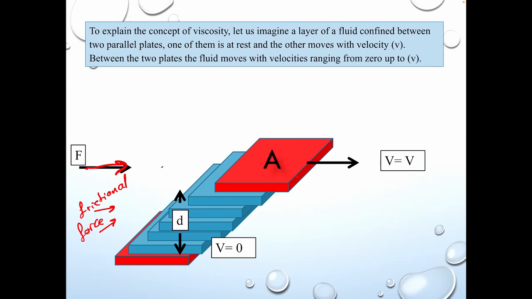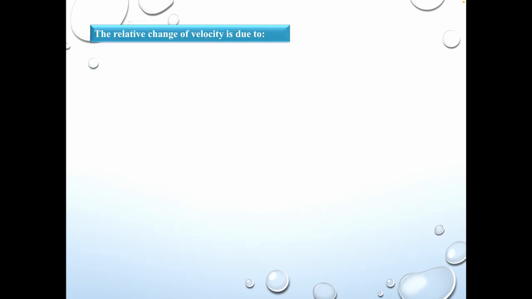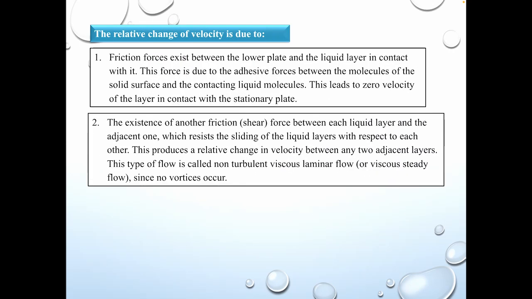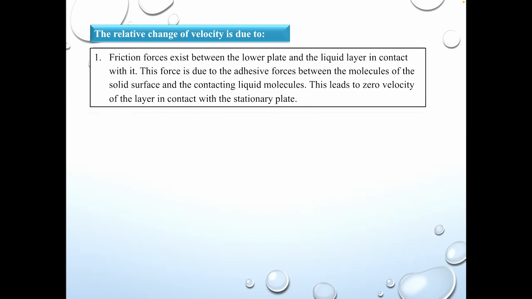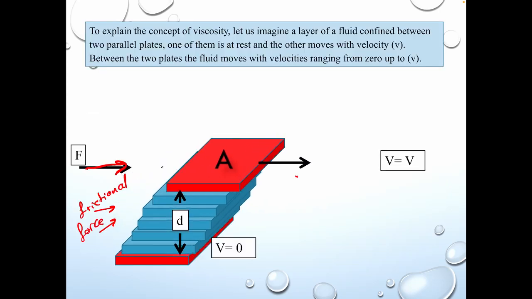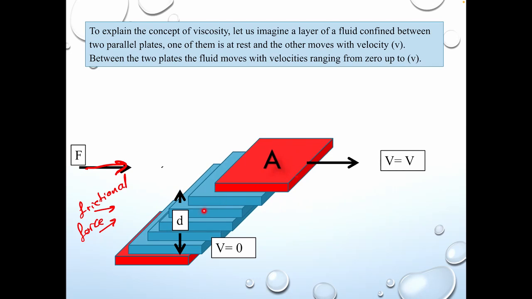So now, what about the force, or the relative change of velocity, what is it due to? Friction force exists between the lower plate and the liquid layers in contact with it. This force is due to the adhesive force between the molecules of the solid surface and the contacting liquid molecules. This led to zero velocity of the layer in contact with the stationary plate. The existence of another friction force between each liquid layer and the adjacent one resists the sliding. We can notice that the first one can move the second one, the second can move the third, and so on.